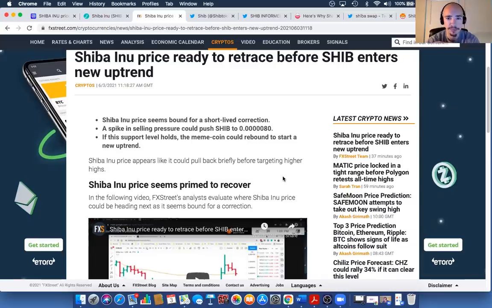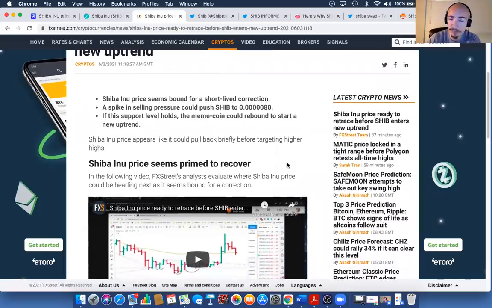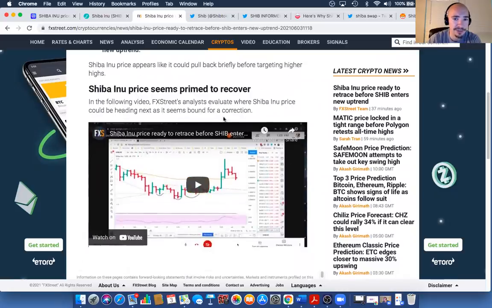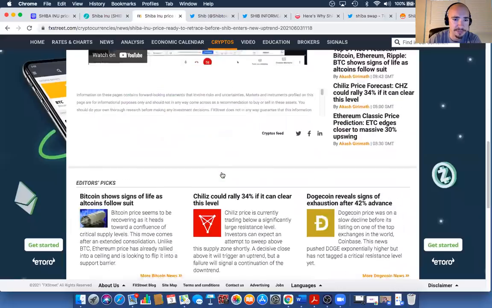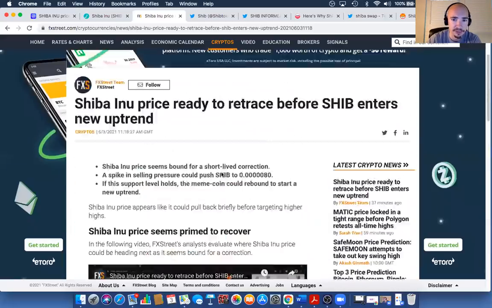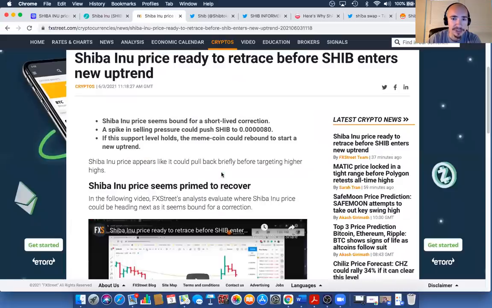Spike in selling pressure could push SHIB to the 0080 level. It's a support level. If this support level holds, the meme coin could rebound to start a new uptrend. Now, it appears like it could pull back briefly, which we're maybe seeing, before targeting higher highs. Shiba Inu price seems primed to recover. In the following video, FX Street analysts evaluate where Shiba Inu price could be heading next, as it seems bound for a short-lived correction. Now, we say short-lived because we have a lot of catalysts going on right now.